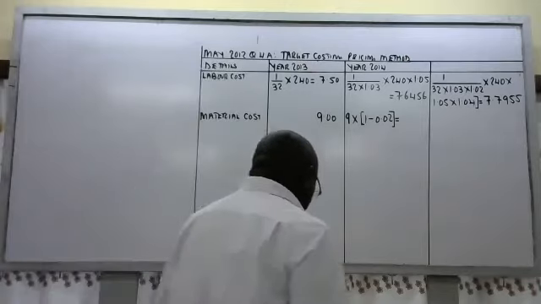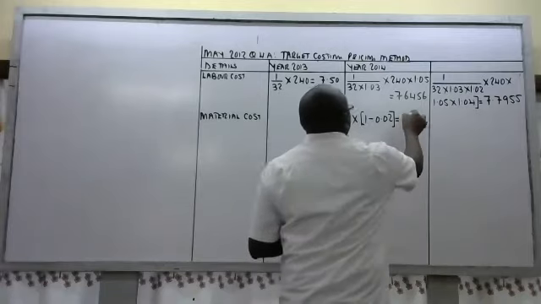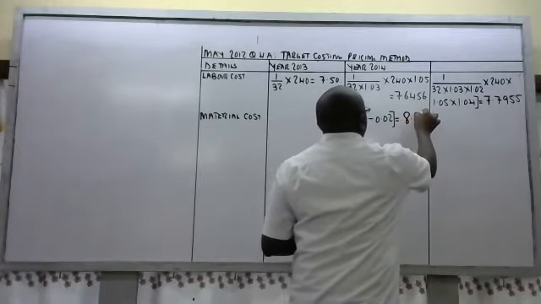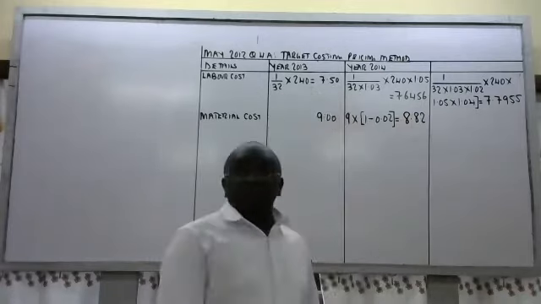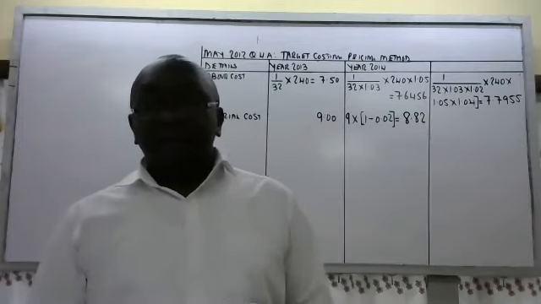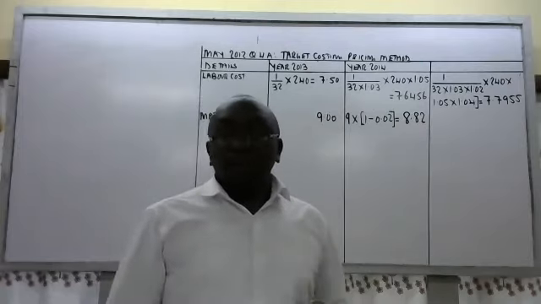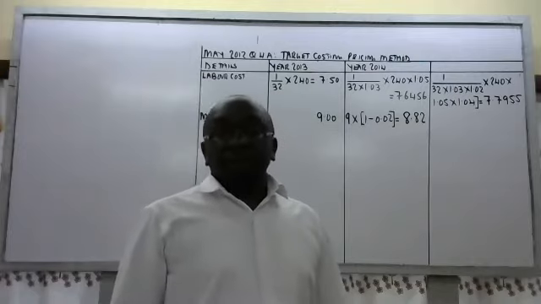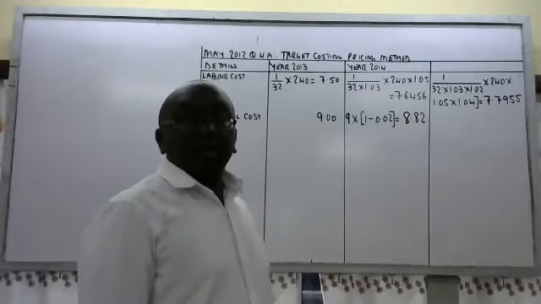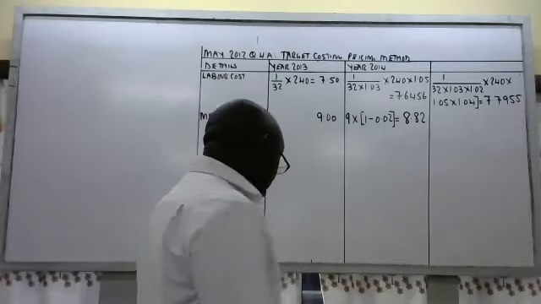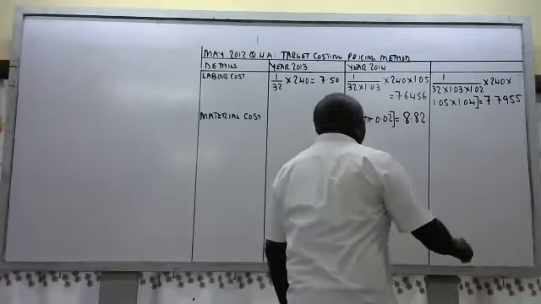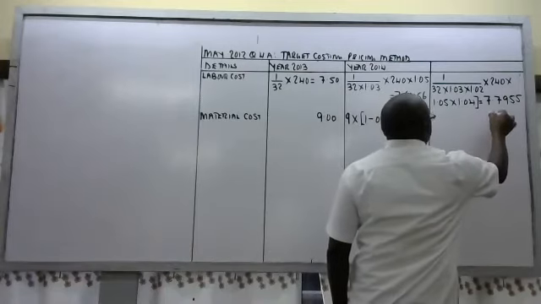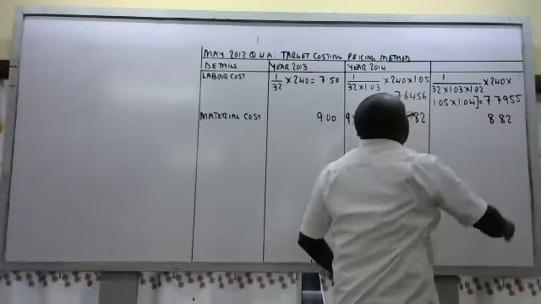Yes, June says 8.82. Yes, Jack, good, 8.82. And we are told in that year there will be no further change, so it is 8.82.